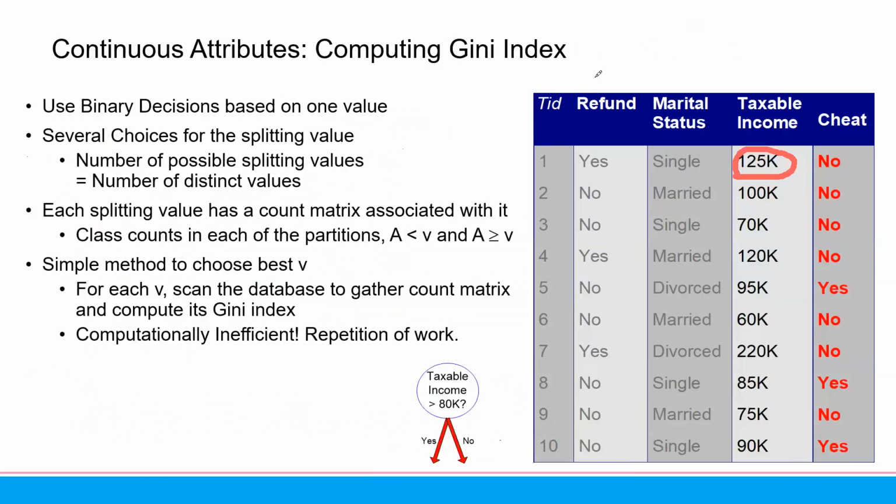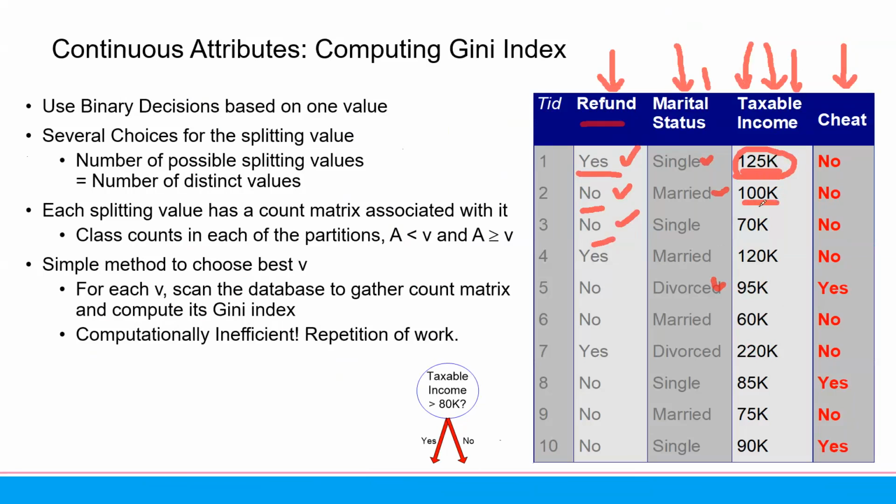I have the information: refund, marital status, taxable income, and cheat. It means whether the person who got the credit will cheat or not. Refund means there is some tax refund: he got the refund, he didn't get the refund, and so on. Marital status: single, married, divorced, and so on. Taxable income: this is the income, 125K means 125,000, 100K means 100,000, and so on. So these are continuous values.